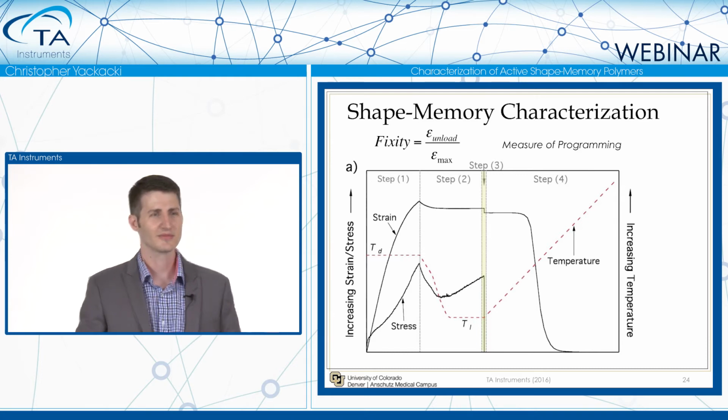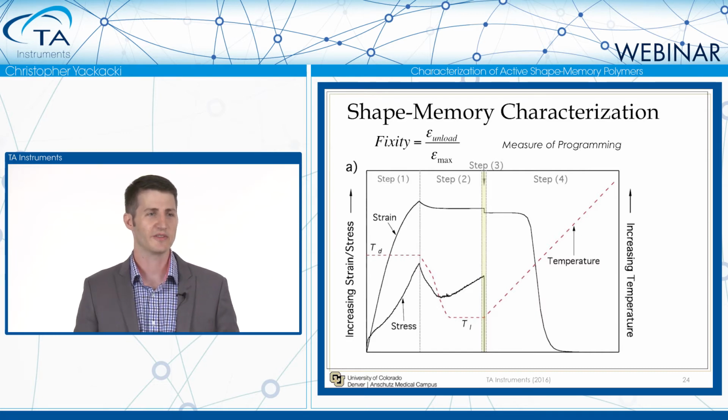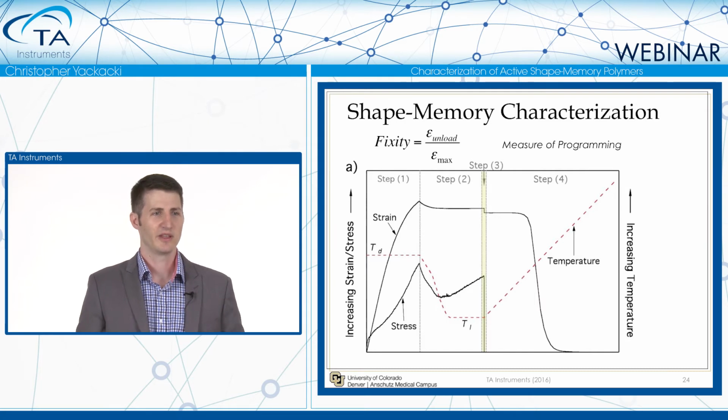So in talking about some shape memory characterization, we look at what's going on in these materials. On the left axis here, I'm going to refer to stress and strain, and on the right axis we'll be referring to temperature. So I'll have 3 curves, 2 of them on the left axis, 1 on the right. Generally what we'll want to do is heat the polymer up, and then deform it. In this step 1 region you can see that the temperature is elevated. It's a higher temperature, easier to deform.